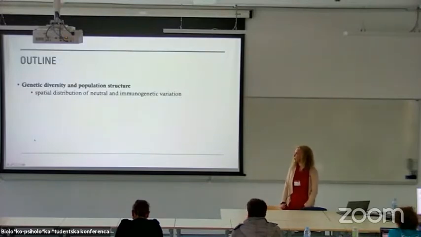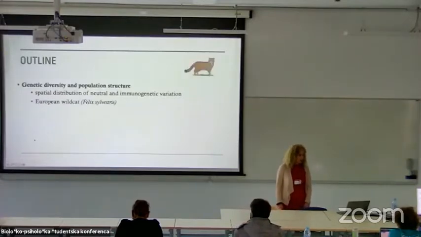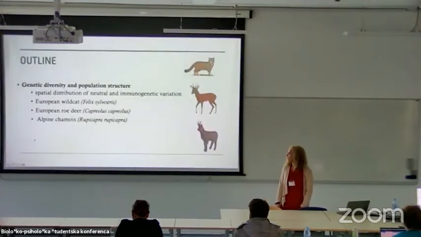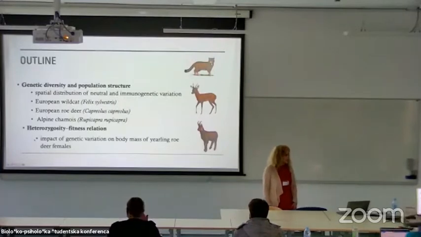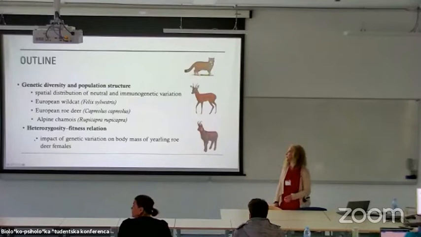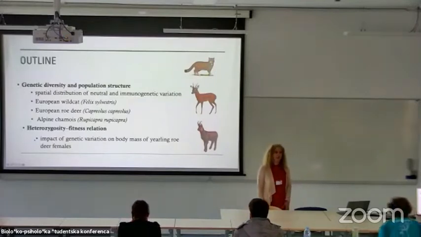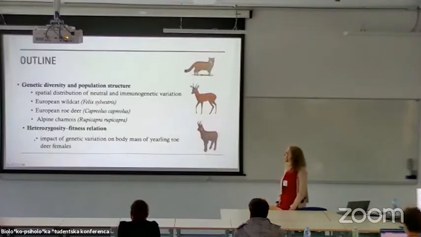So, the outline of my talk today: I do not have time to present everything we do, but I would like to focus on a couple of species and the spatial distribution of neutral and immunogenetic variation of the European wildcat, the European roe deer, and the alpine chamois. And in the end, I would also like to present how we can use the impact of genetic variation on body mass, which is a really important parameter for the management of roe deer in Slovenia.